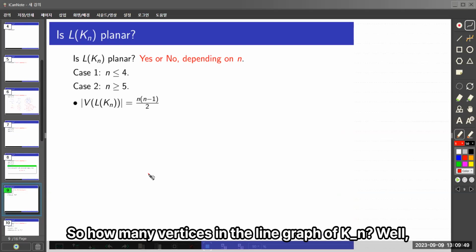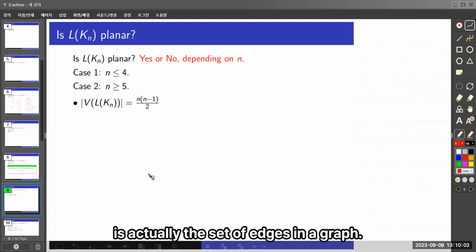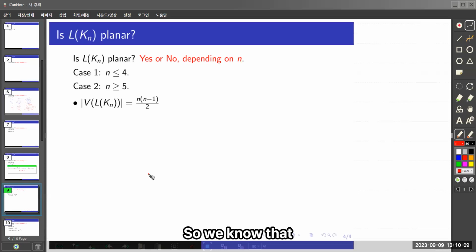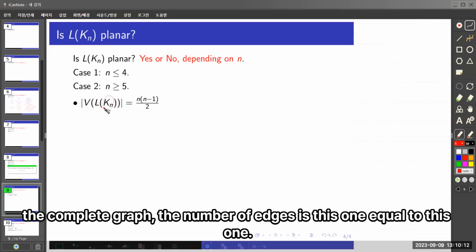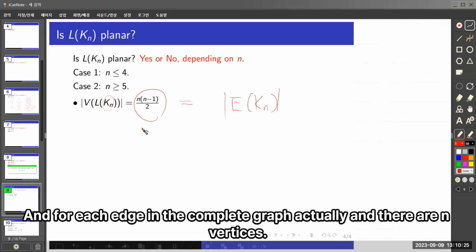So how many vertices are in the line graph of K sub n? Well, as I told you, by the definition, the vertex set of the line graph is the set of edges in the graph. So we know the number of edges of the complete graph, this one is equal to this one. That's why the number of vertices of the line graph of K sub n is equal to n times n minus 1 over 2.